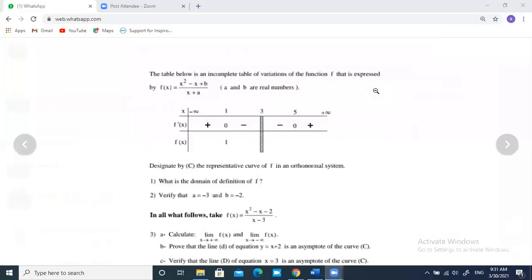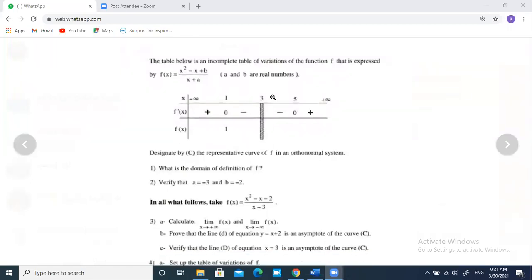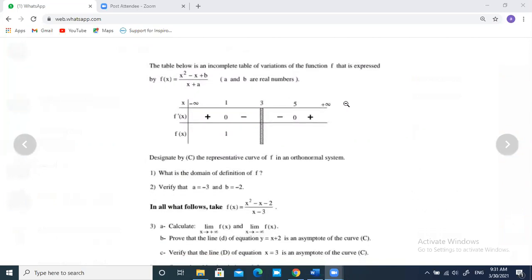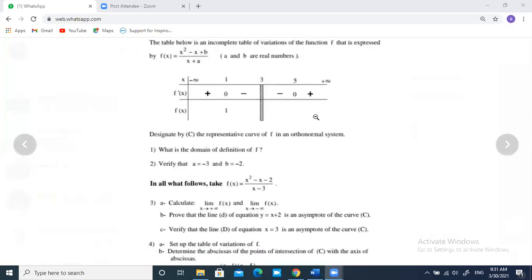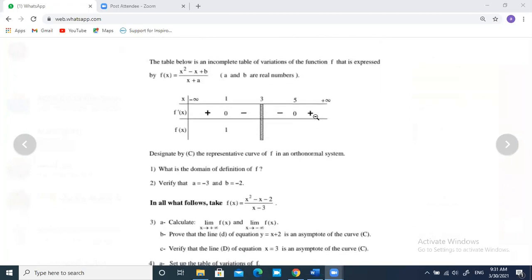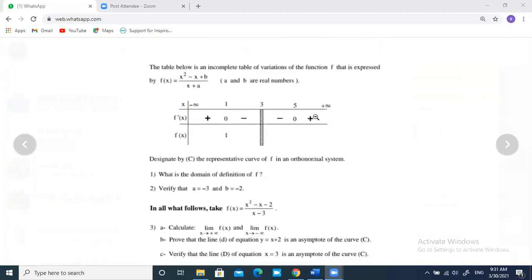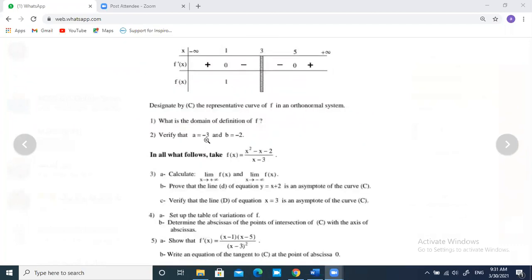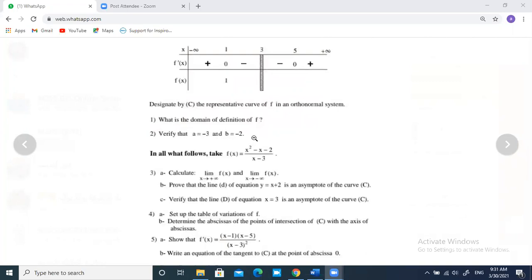The table below is an incomplete table of variations of function f that is expressed by f of x is x squared minus x plus b over x plus a, where a and b are two real numbers. And the table of variations. As you can see here, the function is defined on negative infinity to 3, union 3 to positive infinity. Part 1, find the domain of definition of the function. And the second part, verify that a is negative 3 and b is negative 2.